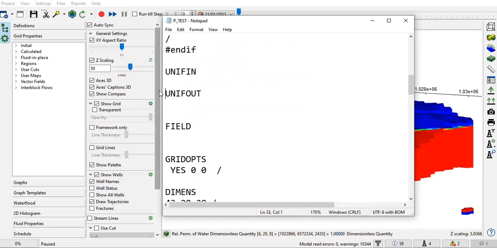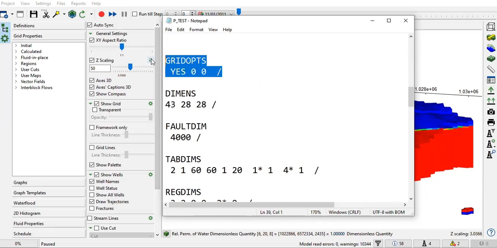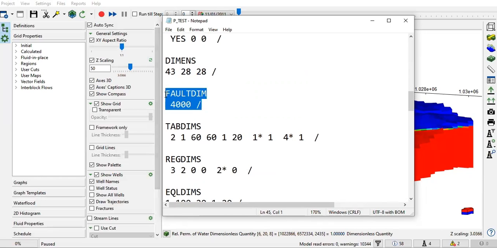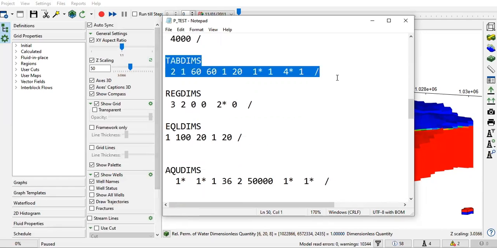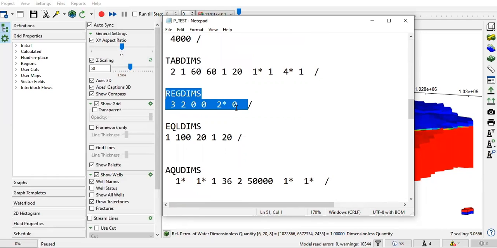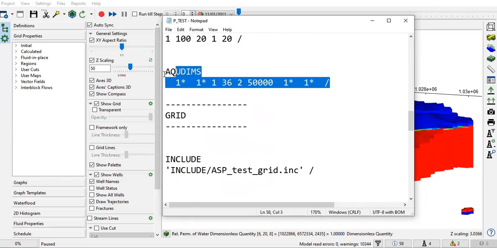UNIFIN, UNIFAULT, as usual. Field unit, grid optimization, yes. This 43 is the number of blocks in X direction, in Y direction, and in Z direction. And this is the maximum number of faults that we have in the model. This is the setting for the data table, the setting for the regioning, for the equilibration, and this is for the aquifer.